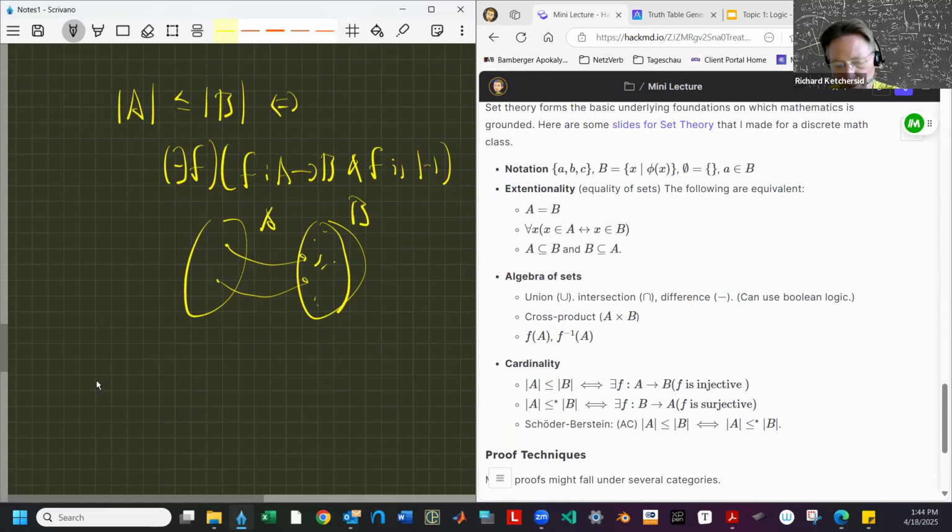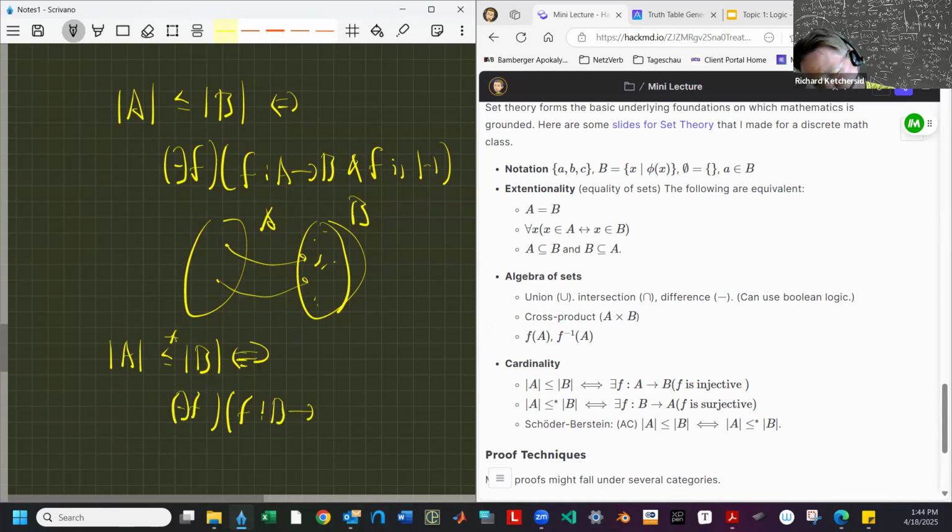Something that's equivalent, but a little harder to prove is equivalent, is that we might say A has size less than or equal to B if and only if, and I'm going to put a star here because it's not immediately clear that these are equivalent, there exists an f from B onto A. So f from B to A, and f is onto, is surjective.